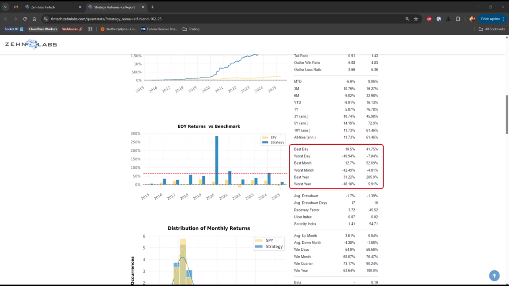While I am in this section of the screen, I also glance at best day, worst day, best month, worst month, and best year, worst year numbers to get a general idea and to make sure that these numbers do not exceed my risk tolerance.